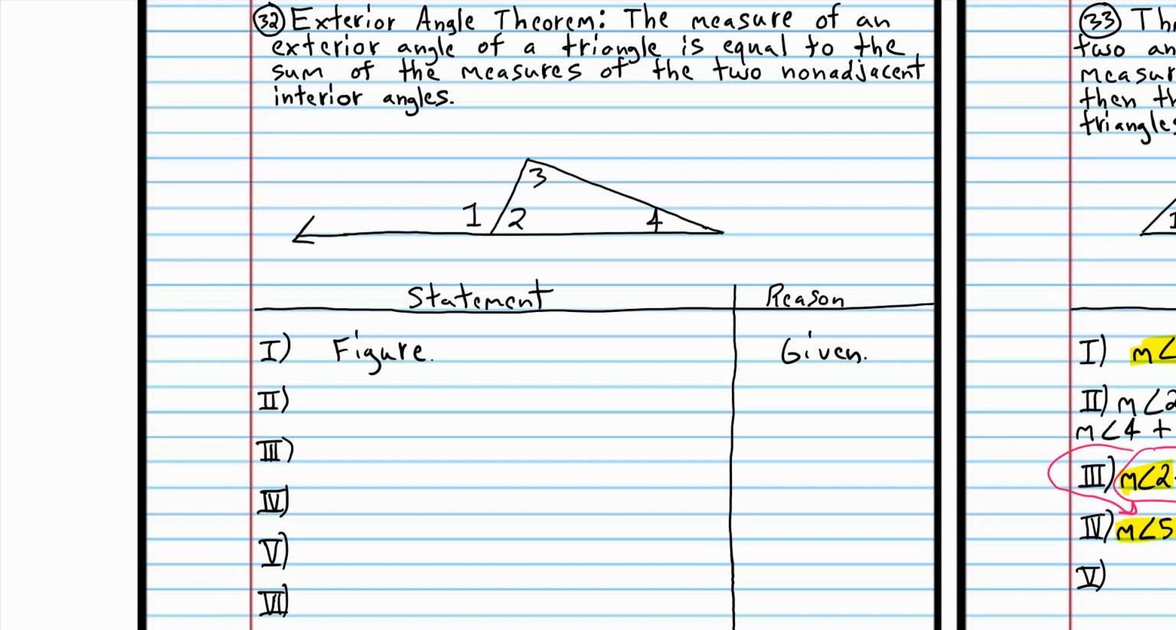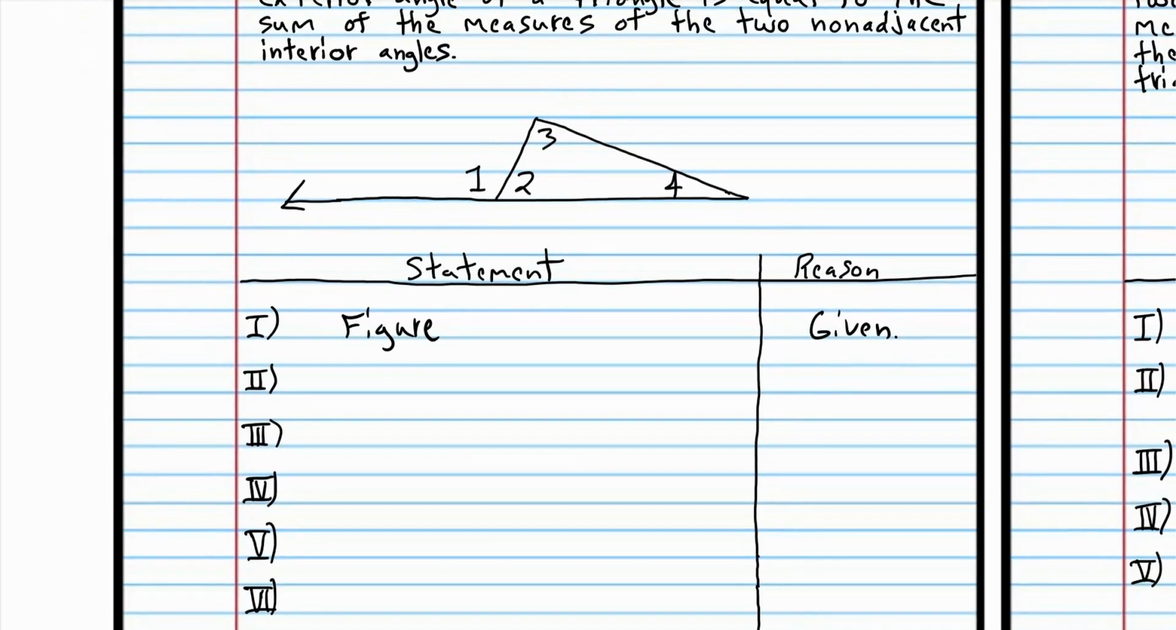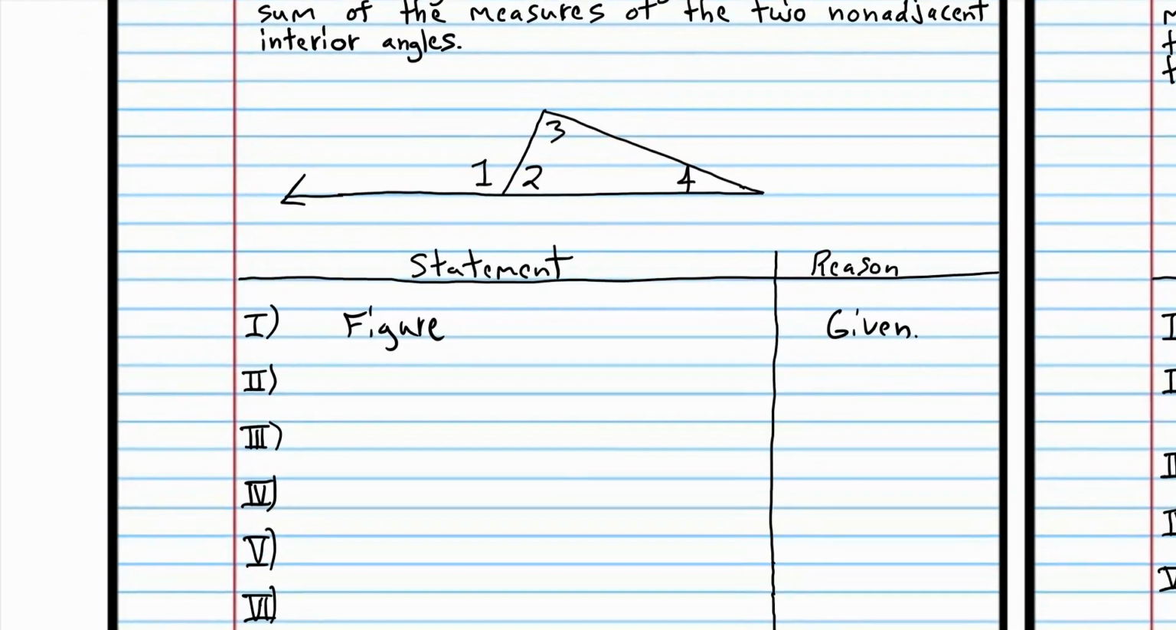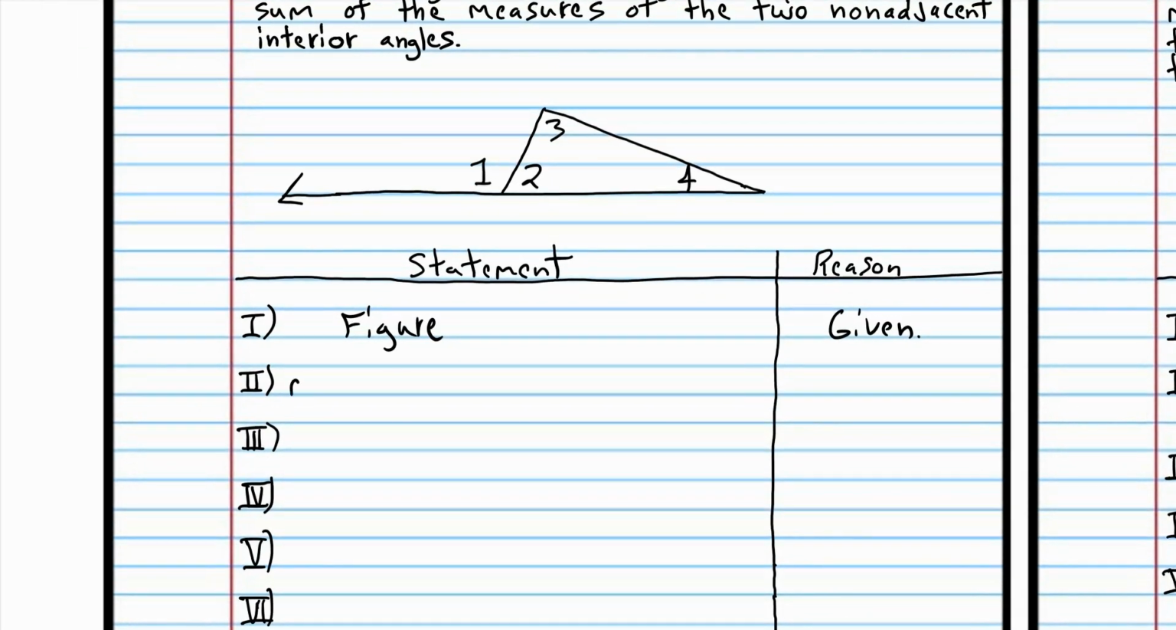All right, we're back. So now we're going to go to the Triangle Sum Theorem. We know that the measure of angle 2 in the triangle plus the measure of angle 3 plus the measure of angle 4 has to be 180 degrees. Triangle Sum Theorem.